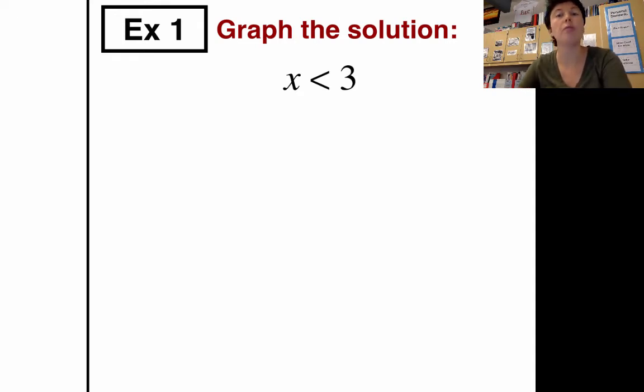The directions are to graph the solution. We want to graph x is less than 3. We want to show other people what that means. First off, a big idea here is that we're going to do it on a number line. A number line is going to be the easiest way to show our solution.